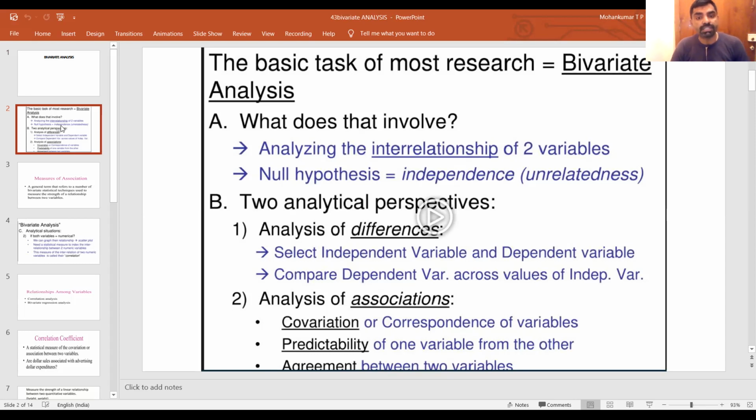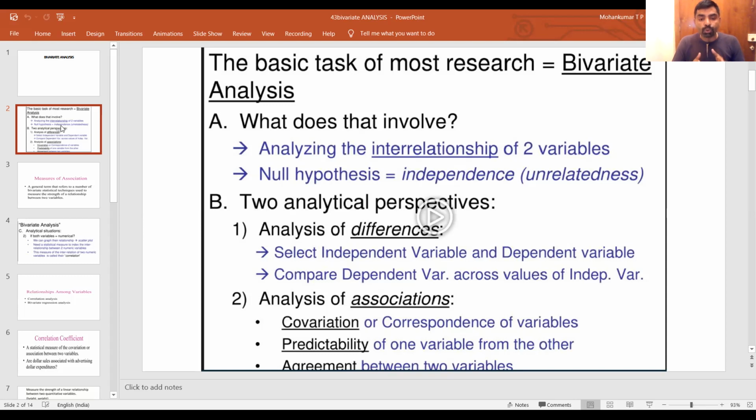The first one is analysis of differences, which means selecting an independent variable and a dependent variable, and after selecting the variables you need to compare the dependent variable with the independent variable. After analyzing the difference between these two variables, you need to analyze the association between them. Covariation: whether the two variables have an association with covariation, or whether there is any correspondence between the two variables.